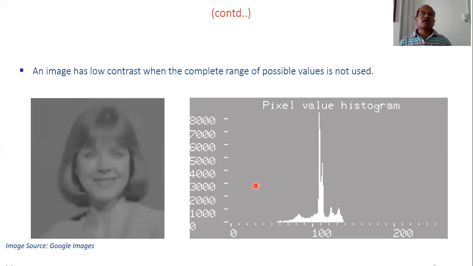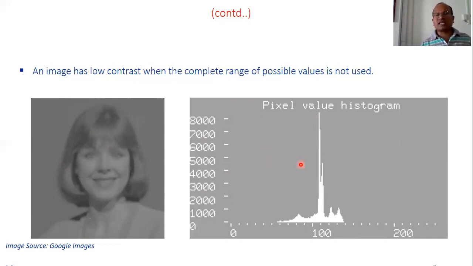An image has low contrast when the complete range of possible values is not used. Look at the picture and its histogram; we know that it's looking like almost the same color. It's a grayscale image. We also sometimes call it black and white, but black and white is a colloquial term. Black and white does not mean there are only 2 colors, black and white. When we say grayscale, all possible combinations of black and white are there. So this is a grayscale image and this is its histogram.